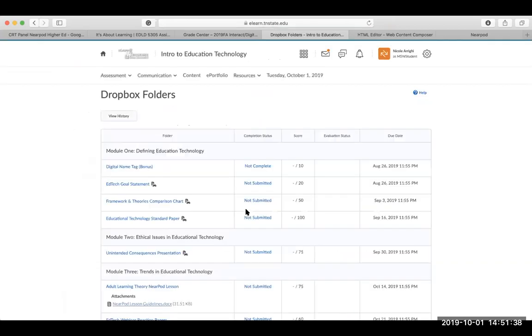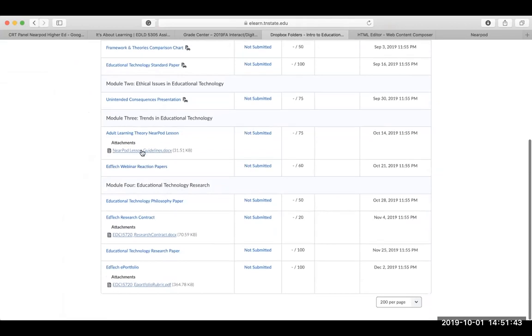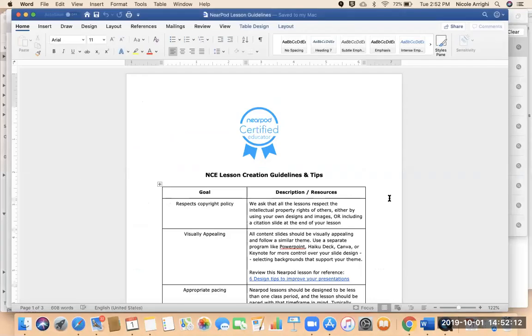So in the Dropbox, you will have a resource sheet for the Nearpod lesson. And let me go here. There's an attached file called the Nearpod Lessons Guidelines document. That particular document will explain to you all of the features that should be present in your actual presentation. So I'm going to share my desktop so you can see what this document looks like.